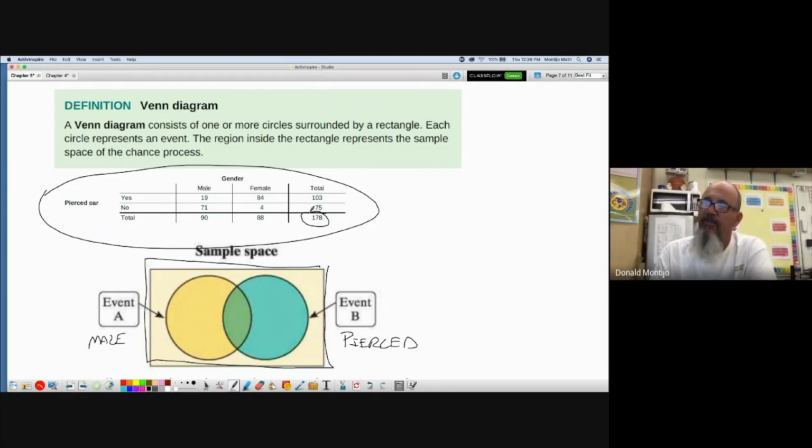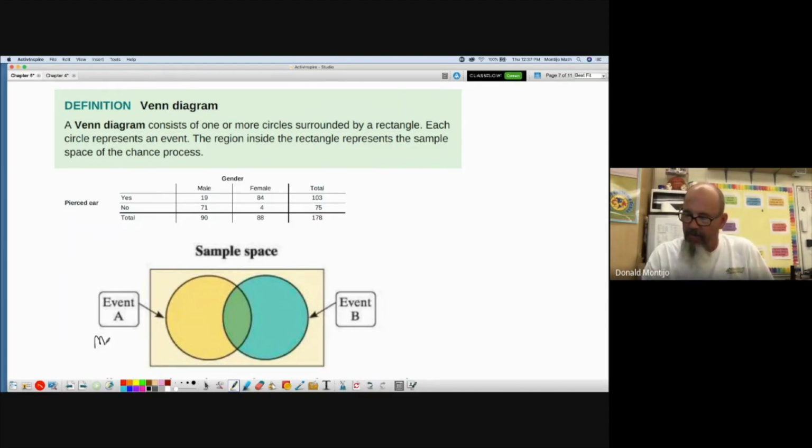A common mistake is a lot of students will put a 90 right here because it's males. No, the entire yellow circle must be 90. Everything inside the rectangle represents the whole world that we're dealing with in this problem. The entire sample space is contained within the rectangle. All right, let me clean this up a little bit so we can look at this again. Remember, event A is male and event B is your ear is pierced.